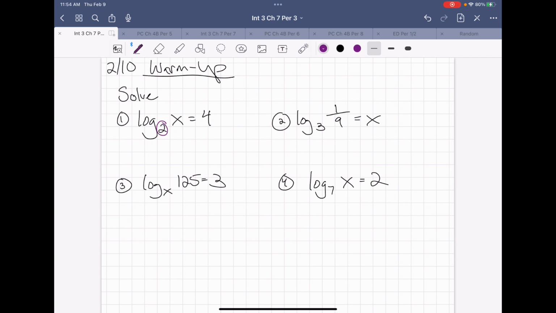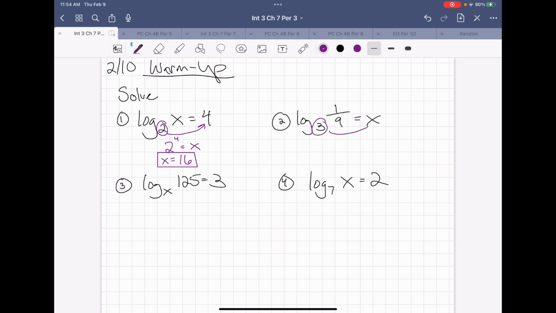Number 1, if I circle the 2, the equal to part becomes the exponent, and then it equals x. 2 to the 4th is one of the ones you need to have memorized for your last test and your next test. X is going to equal 16. 2 times 2 is 4, times 2 is 8, times 2 is 16.